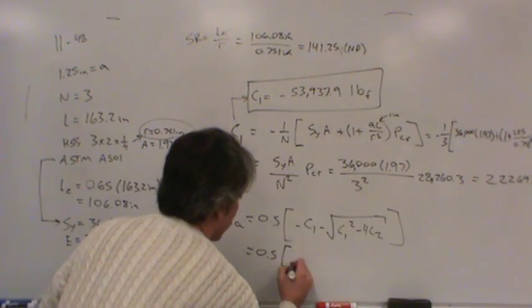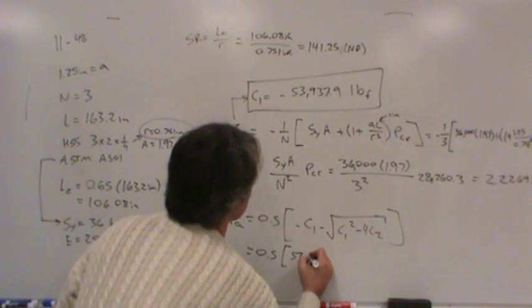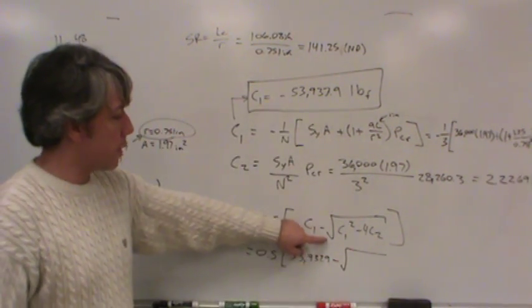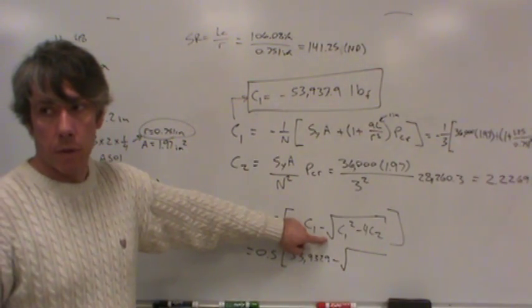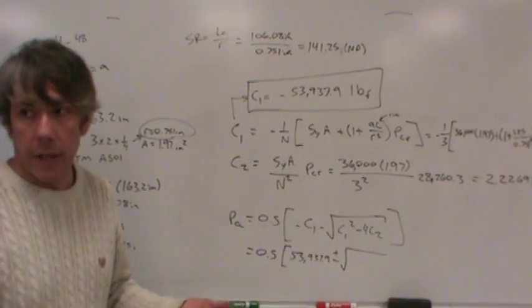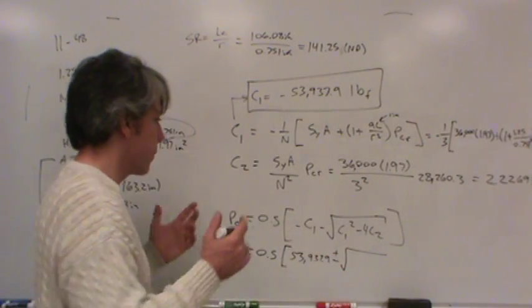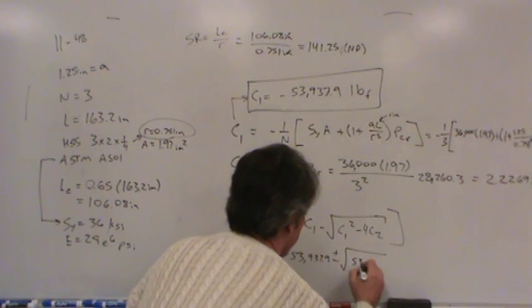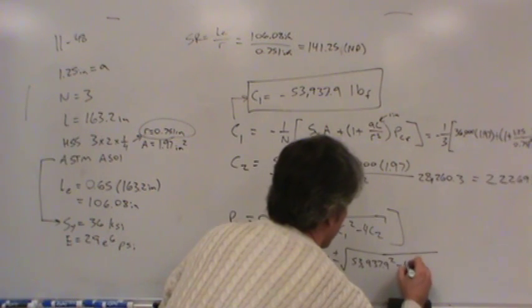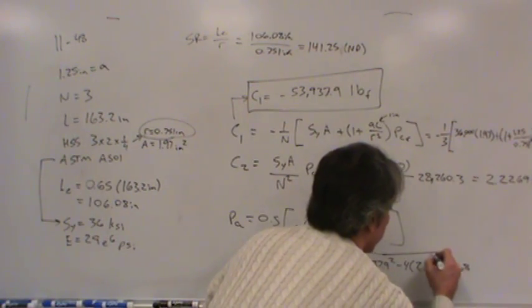All right, so now we should be able to calculate the allowable load. It's 1/2 of negative C1, so negative of a negative is positive, 53,937.9, minus, now you have to be careful, when you take the square root of something, there's a positive and a negative square root. So why they've got a negative here, I don't really know. I would say you'd end up with plus or minus, right? Because if you take the negative square root, negative of negative is effectively a positive. So anyway, C1 squared, 53,937.9 quantity squared, minus 4 times 2.2269 times 10 to the 8th.